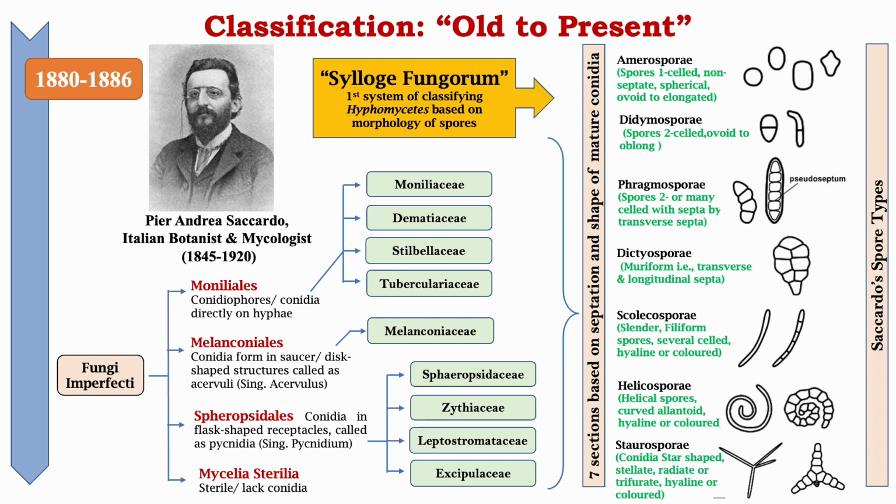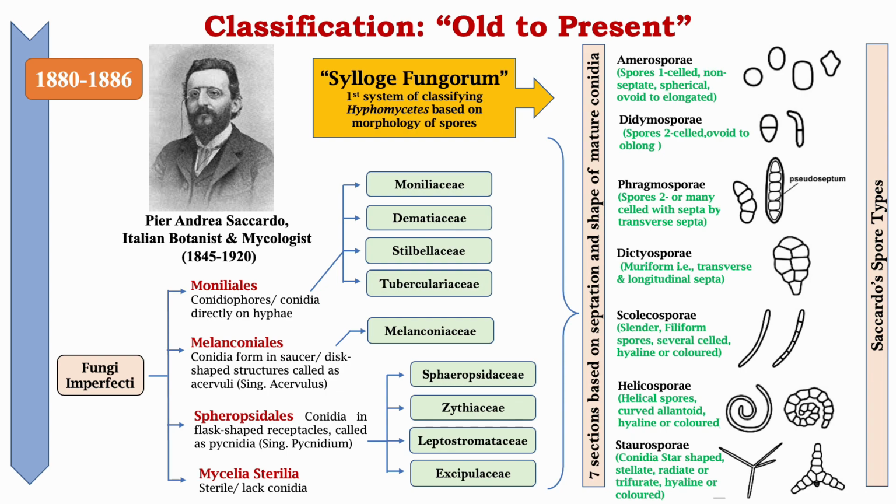followed by Melanconiales. For the organisms grouped under Melanconiales, the conidia form in saucer or disc-shaped structures called acervuli, and singular that is acervulus. And it has one family, that is Melanconiaceae, followed by Sphaeropsidales.